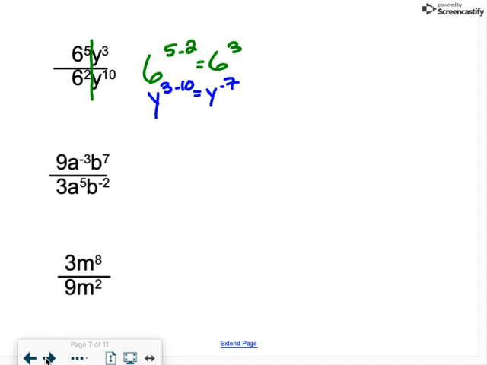So now we look at these and go, okay, first off, we need to know what 6 to the 3rd is. And so 6 to the 3rd is 216. Then y to the negative 7th. And we have 1 step left. We need to simplify this. So 216 over y to the 7th.